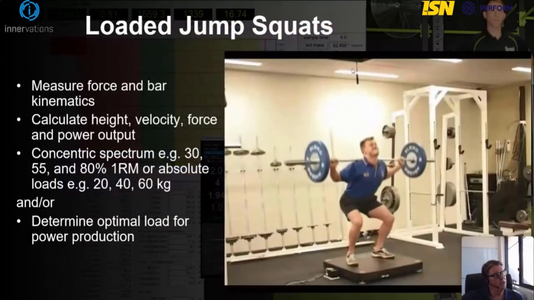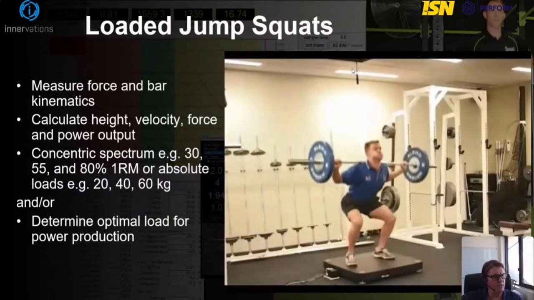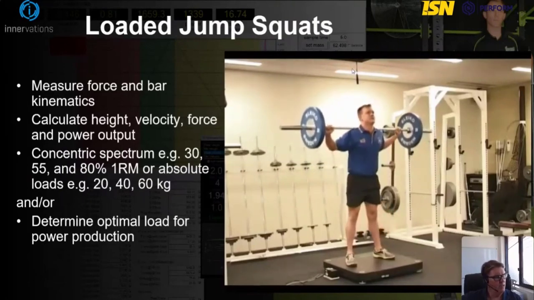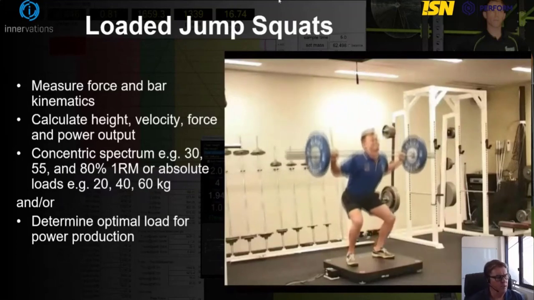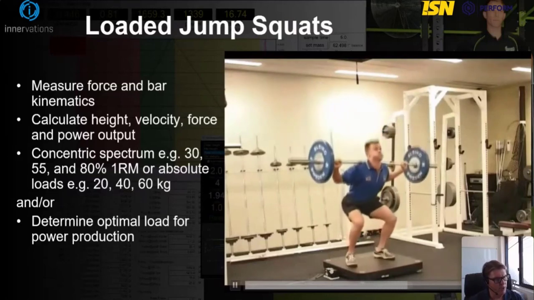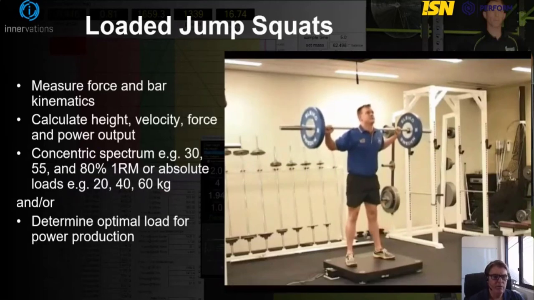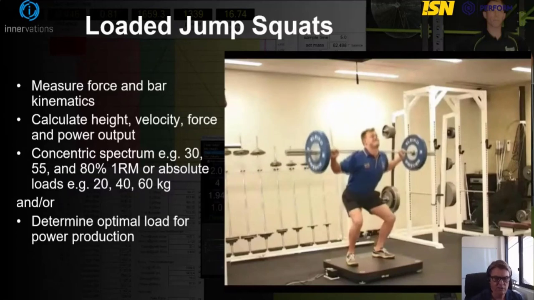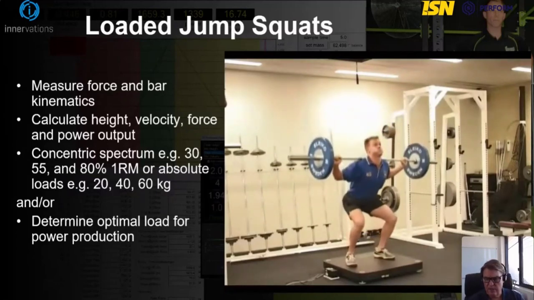Next test that I would do, particularly for, again, ground-based athletes, particularly jumpers, basketball, volleyball, many of your track and field athletes, is a loaded jump squat. And with this, we're jumping on a force platform. We may or may not use a linear potentiometer to track the bar movement here. And we measure the force and the bar kinematics, calculating height of jump, velocity, force, power output, impulse, etc.